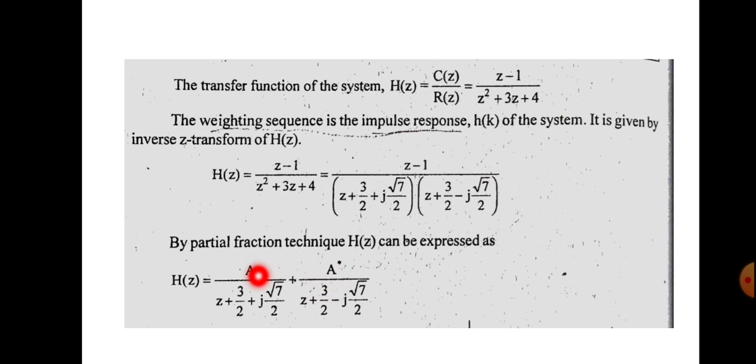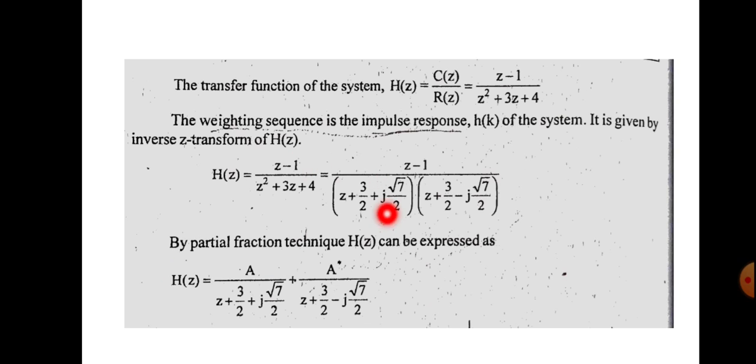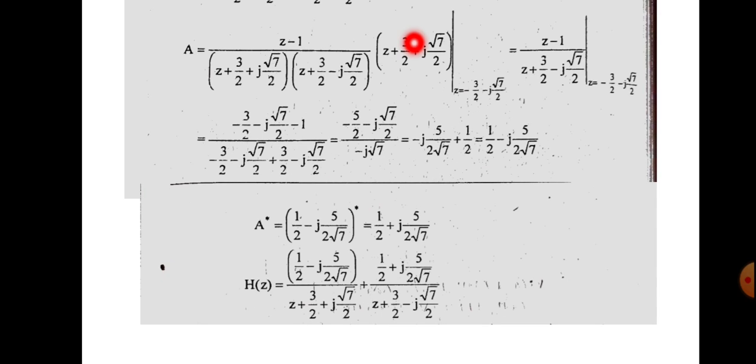Very similar steps. How will you find A? A will be equal to H(z) into the denominator term at z equal to minus 3 by 2 minus j root 7 by 2. That is the equation, so A is obtained like this. This is H(z) into the denominator term, that is written here. You are putting z equal to minus 3 by 2 minus j root 7 by 2. When you substitute these values, you will get the value of A as this one.